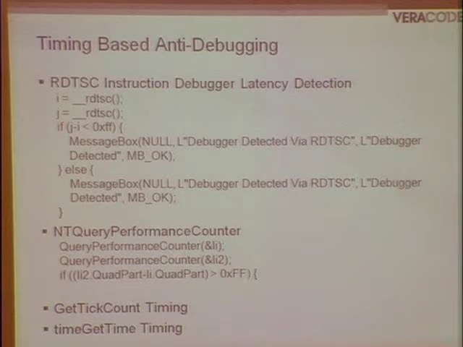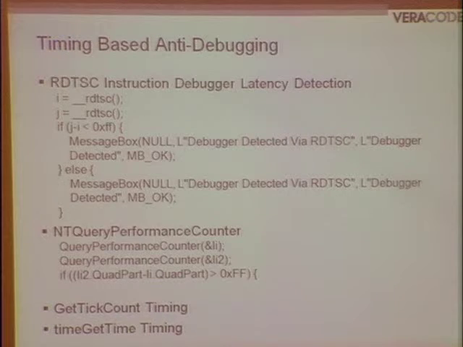NtQueryPerformanceCounter is conceptually just like the RDTSC calls. We call it in succession, take the delta, and compare it against 0xFF. The other two methods down here work the exact same way. They're just different timing methods.